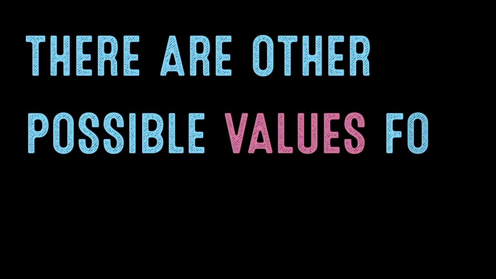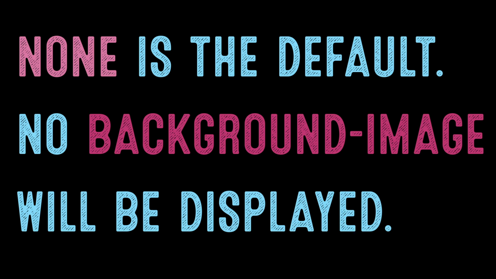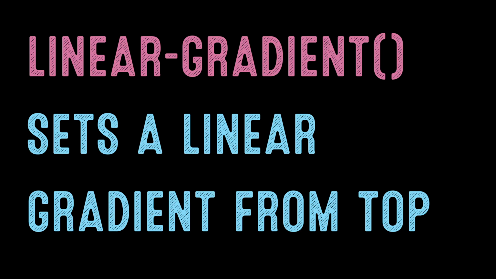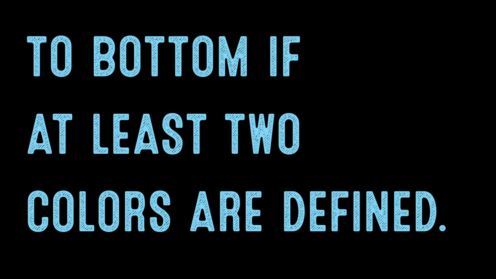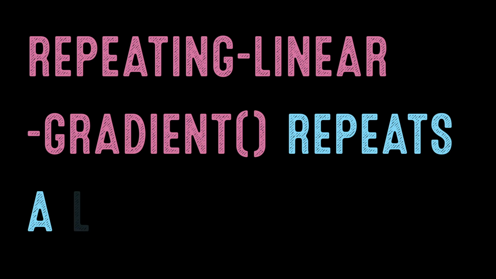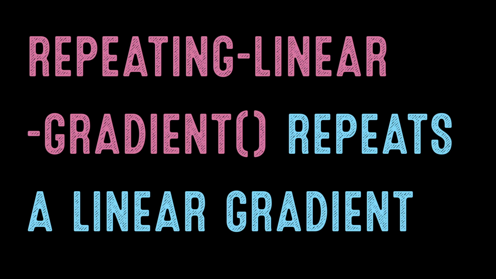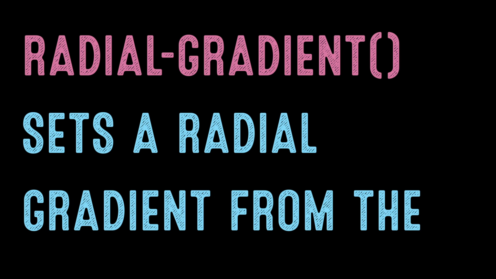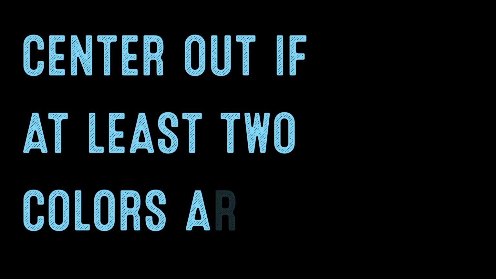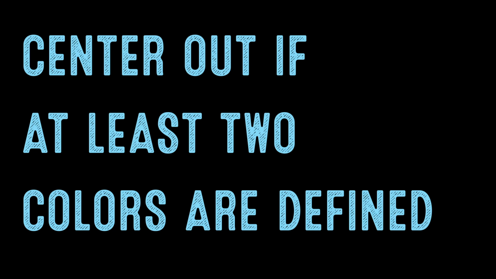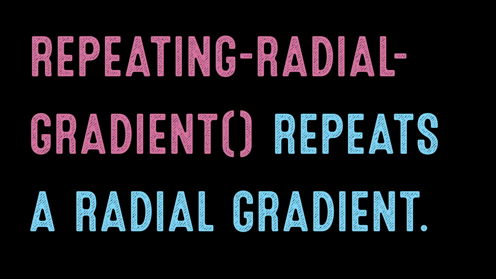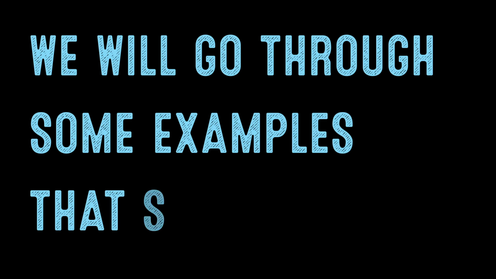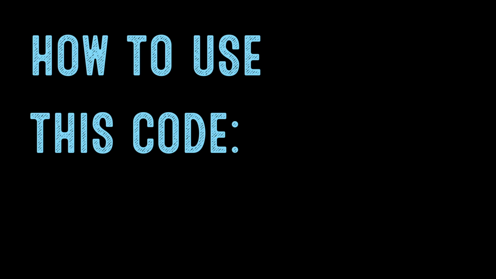There are other possible values for background image. None is the default. No background image will be displayed. Linear gradient sets a linear gradient from top to bottom if at least two colors are defined. Repeating linear gradient repeats a linear gradient. Radial gradient sets a radial gradient from the center out if at least two colors are defined. Repeating radial gradient repeats a radial gradient. We will go through some examples that show you how to use this code.